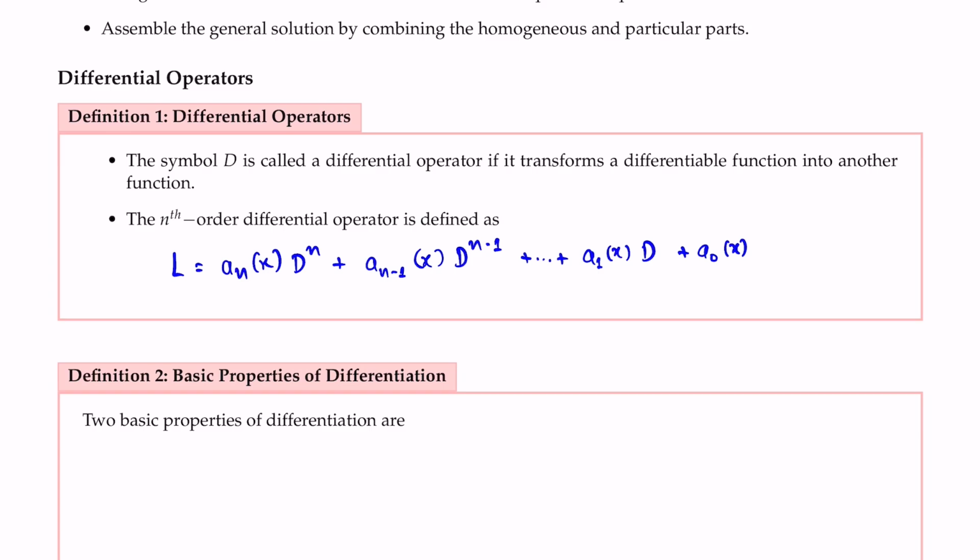Now, based on this differential operator, we usually have two basic properties of differentiation. The first one is when you apply the differential operator on a constant multiple, then you can pull out the constant and just take the derivative, or apply the differential operator, on the function. That is, D applied on the constant multiple of the function f, you can pull out the constant c and just apply the derivative on the function. In this case, c is a constant.